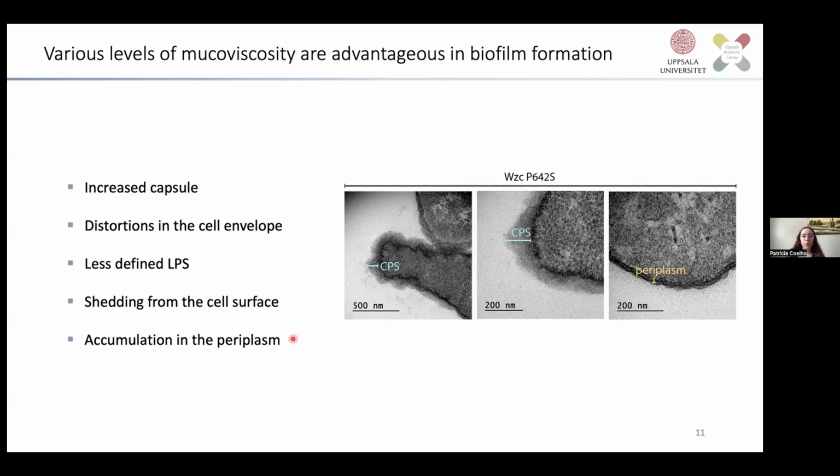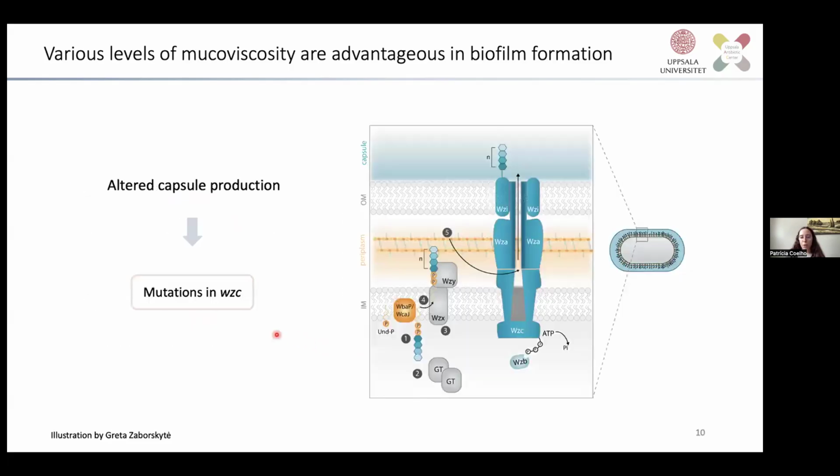And there was also accumulation in the periplasm. So if we go back to this figure, the periplasm is the space between the two membranes in gram-negative bacteria. So it seems that the capsule polysaccharides are partially produced and then they get trapped in the periplasm and they are not exported into the outside of the cell where they should be.